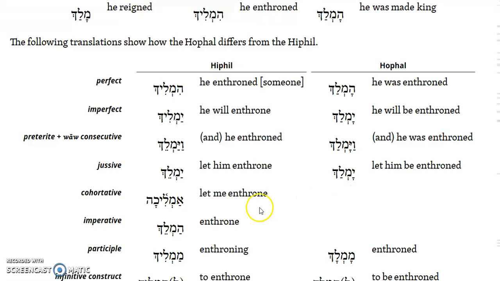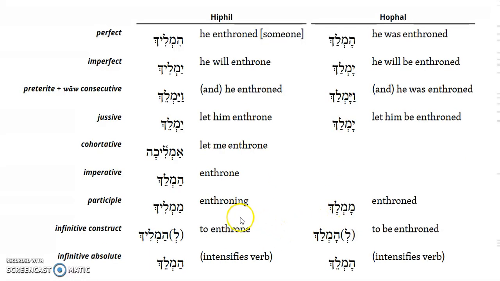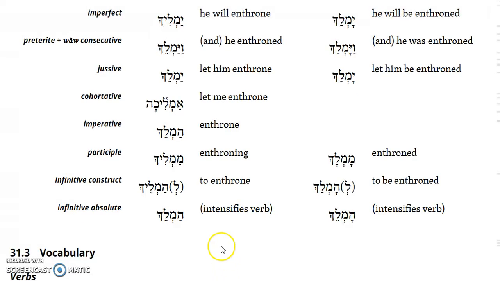Coordinatives don't usually get that in the hofal. Imperatives you don't get in the hofal. Participles, enthroning someone or something as opposed to enthroned one. And again, the infinitive, to enthrone versus to be enthroned, and you can intensify the verb with the infinitive absolute in either case.